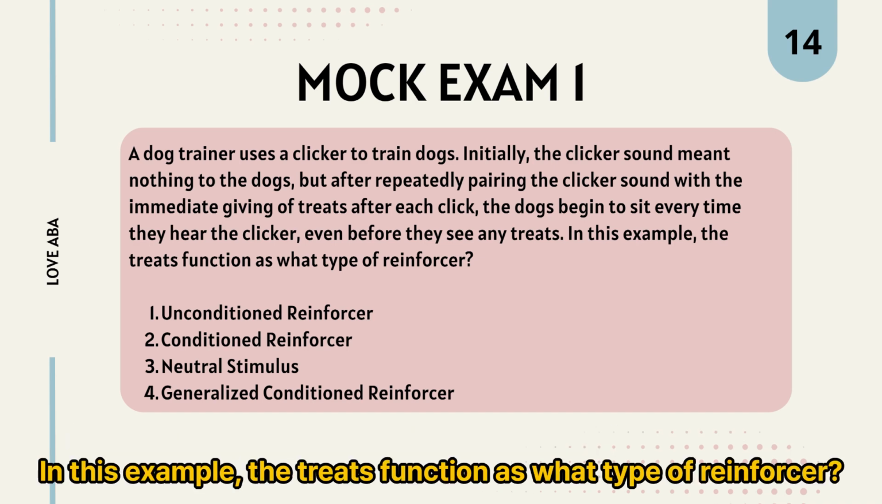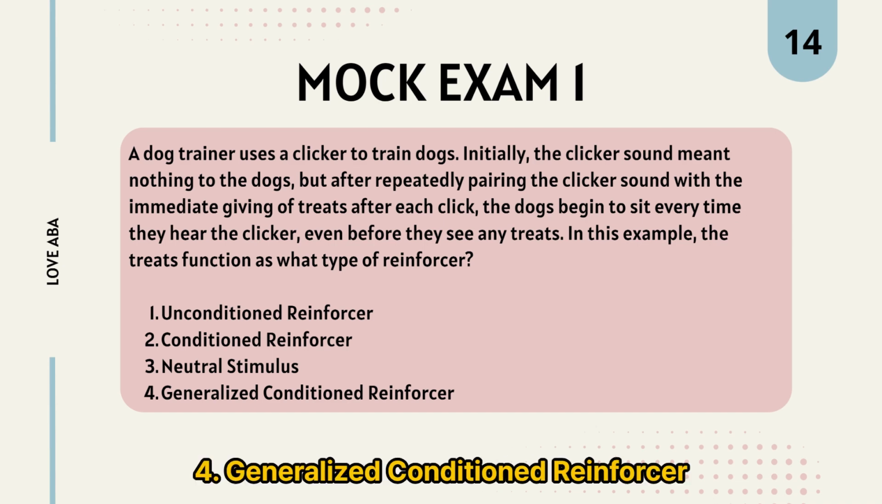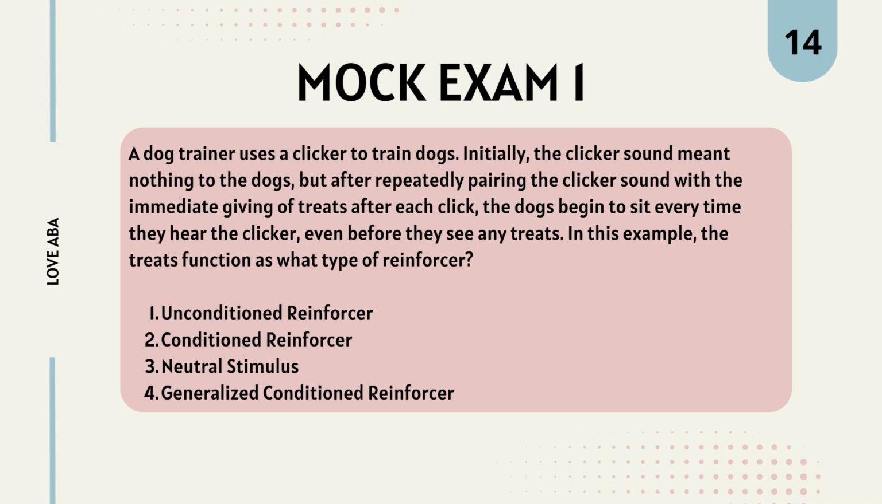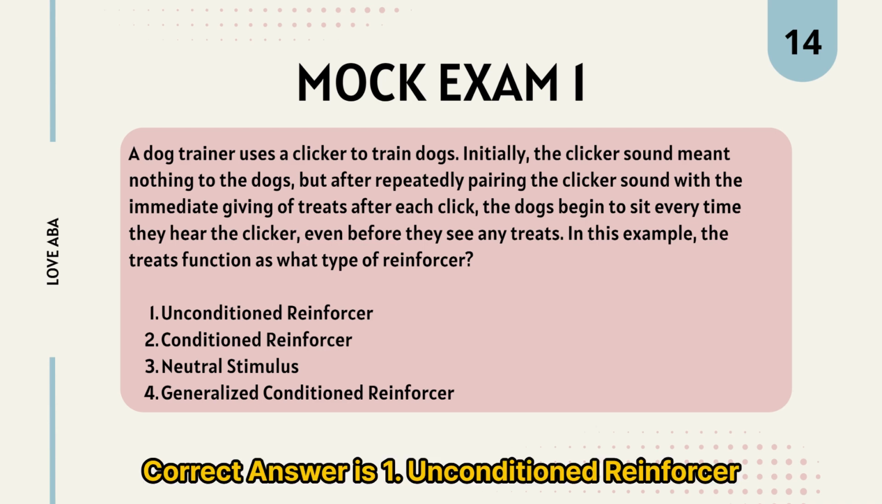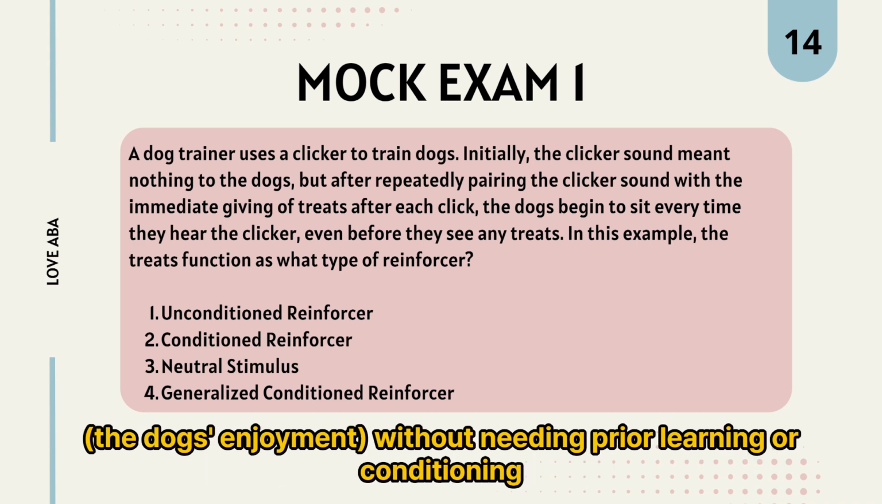In this example, the treats function as what type of reinforcer? 1. Unconditioned reinforcer. 2. Conditioned reinforcer. 3. Neutral stimulus. 4. Generalized conditioned reinforcer. Correct answer is 1. Unconditioned reinforcer. The treats are an unconditioned reinforcer because they naturally and automatically produce a positive response, the dog's enjoyment, without needing prior learning or conditioning.